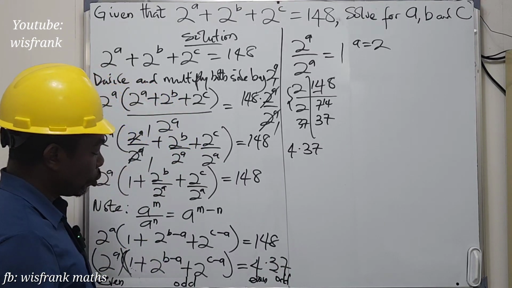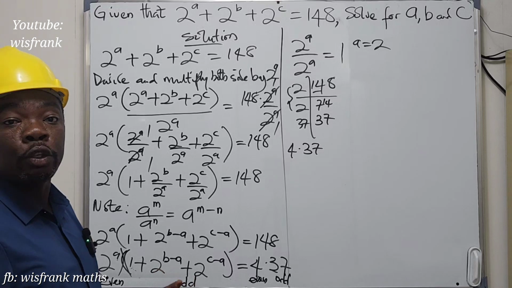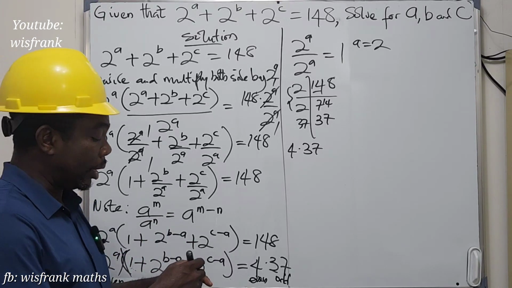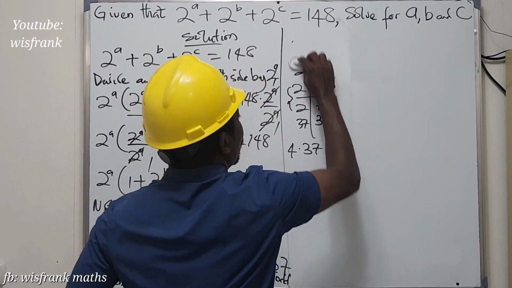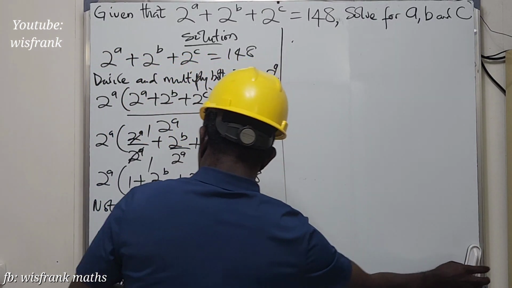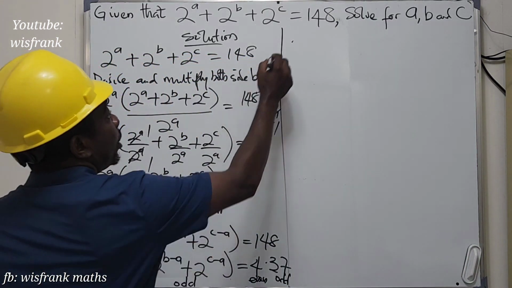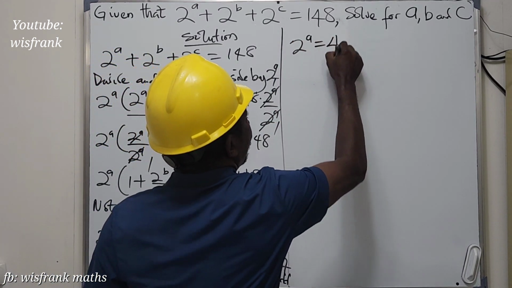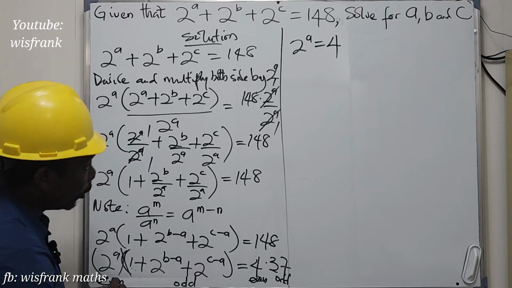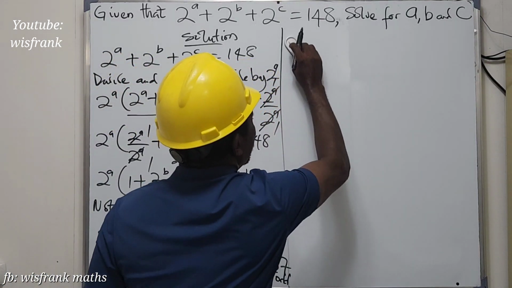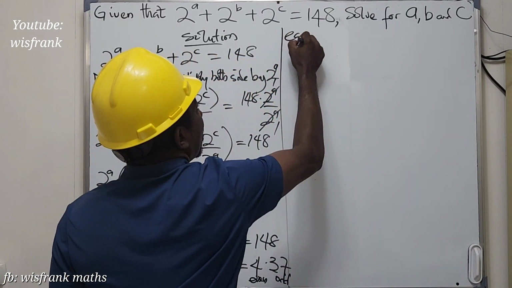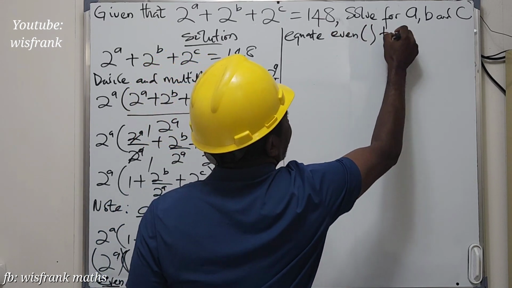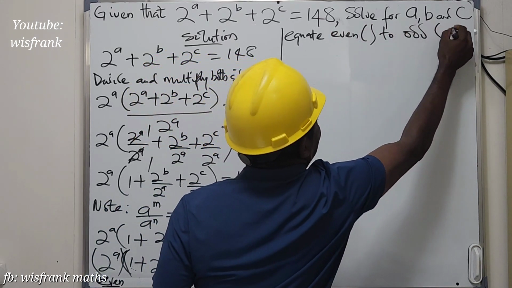37 is an odd number. So what we are going to do is to equate the two parentheses: the even number to even number, and the odd number to odd number. So here we are going to equate that. When we equate that, we have the first one, which is 2 to the power of a equals 4, because we are equating the even number parentheses to the odd number parentheses.